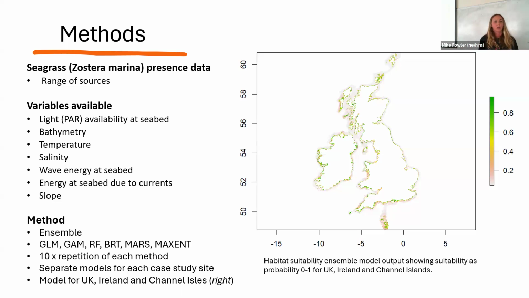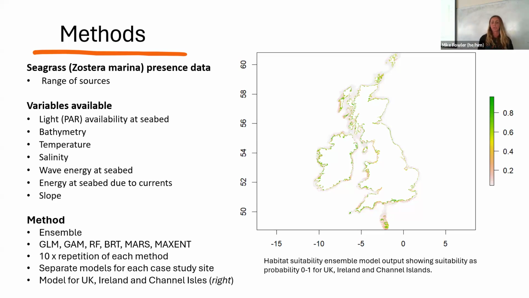Some of the variables that we were able to find and to use included light, or PAR, light availability at the seabed, bathymetry, temperature, salinity, wave energy at the seabed, and energy at the seabed due to currents, and also slope that you can derive from the bathymetry data. These are the variables that were consistent for the whole of the coast of the UK, which is why these ones were chosen overall. There are other variables that we could have included, but they weren't consistently covering all of the case study sites, so they weren't included at this point.